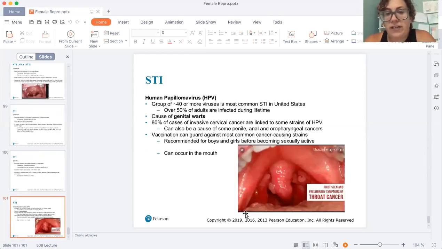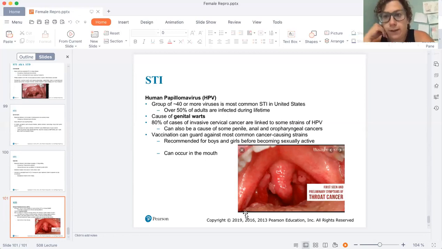And then we have HPV. So HPV is most commonly seen as genital and anal warts, but we can see them in the pharynx. It's the number one common cause of throat cancer. HPV, if it's strains 16 and 18, is linked to cancer-causing issues. That's why we have a vaccine.